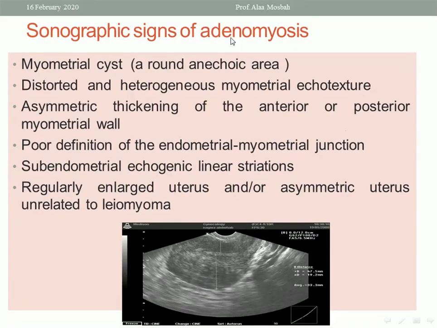Different sonographic signs of adenomyosis by transvaginal ultrasound. This is the asymmetric thickness of the anterior wall and the posterior wall. We can see the difference. This is diffuse posterior wall adenomyosis. Also, the heterogeneous echogenicity of the muscle wall of the uterus, myometrial cyst, poor definition of the endometrial myometrial junction, subendometrial echogenic linear striation, globally enlarged uterus and or asymmetric uterus unrelated to leiomyoma.